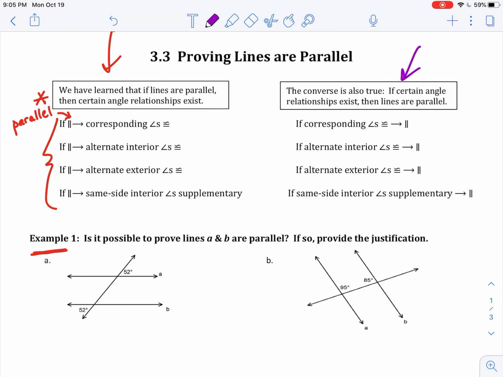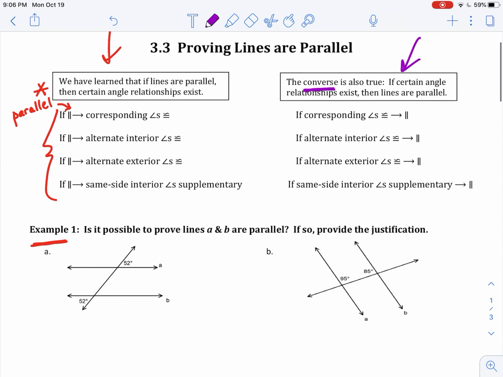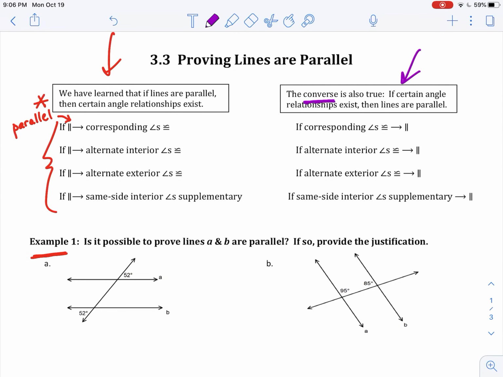So right here that I just pointed at in purple, the word converse, remember we learned that word converse. It means we're just going to change the order of the theorems on the left that I pointed at in red. So if we just flip those and change the order of them, it says that if we knew we had corresponding angles, then we would know the lines were parallel. Or if we knew we had alternate interior angles, then we would know the lines were parallel. If we had alternate exterior angles, that would make the lines parallel.